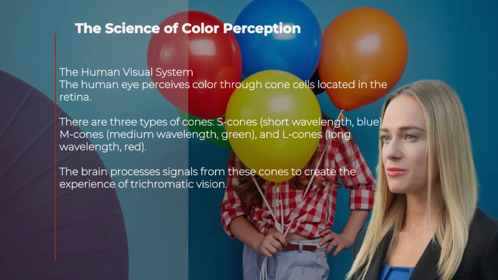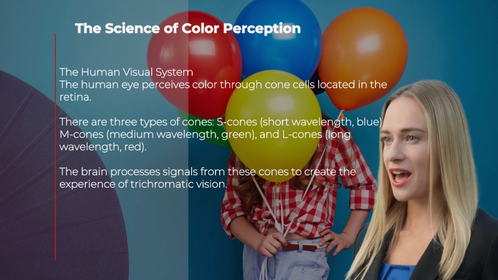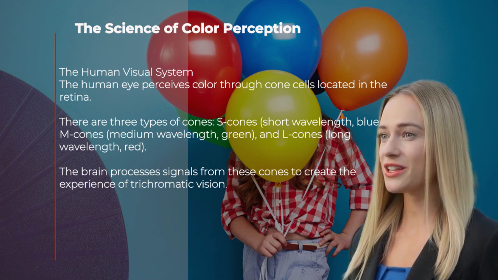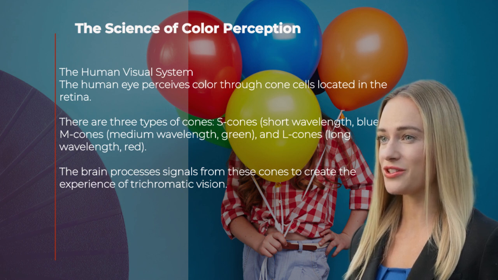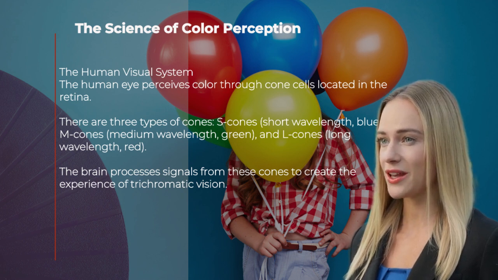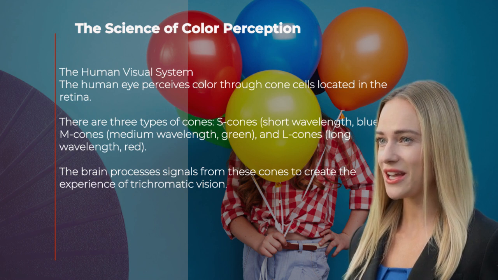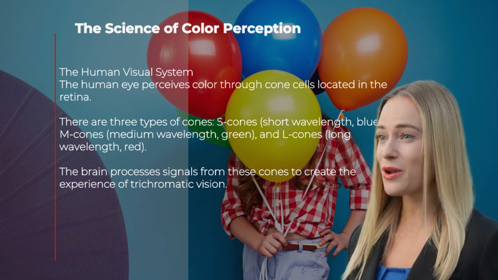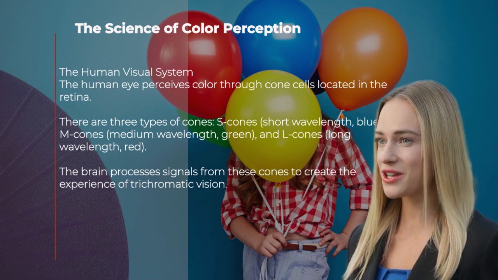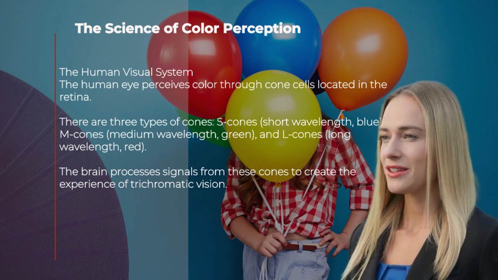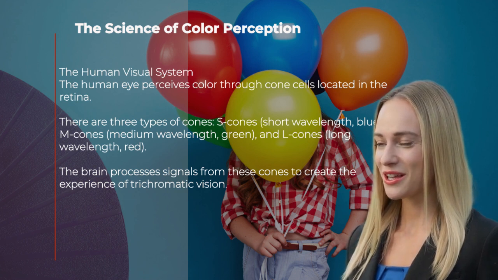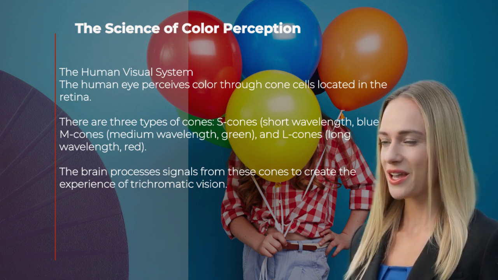1. The human visual system. The human eye perceives color through cone cells located in the retina. There are three types of cones: S cones, short wavelength, blue; M cones, medium wavelength, green; and L cones, long wavelength, red. The brain processes signals from these cones to create the experience of trichromatic vision. Rods are responsible for night vision and do not detect color. Color perception is a product of both the eyes and the brain.